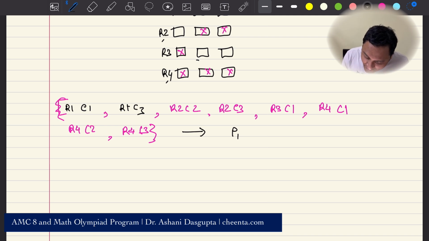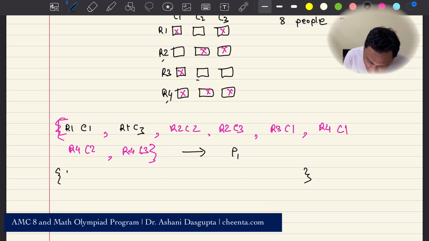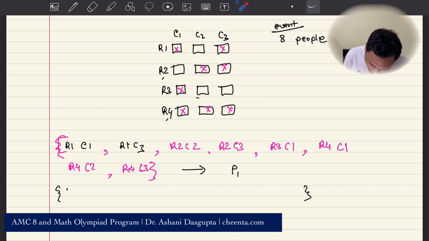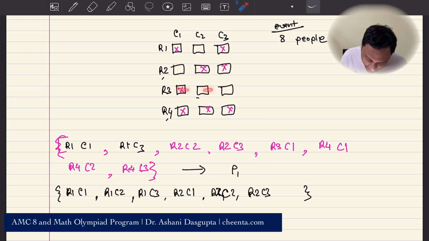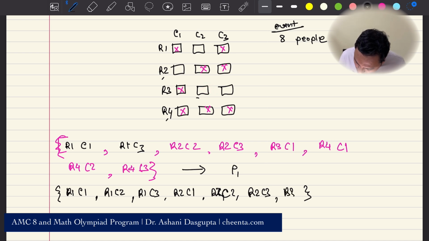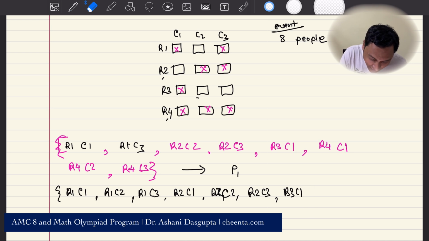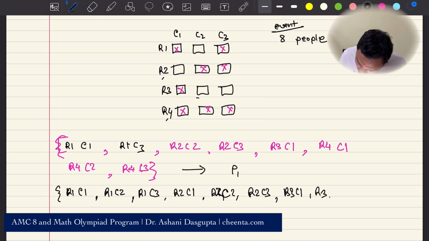Similarly, we can have another possibility, which is maybe all the 3 seats in row 1 are taken: R1C1, R1C2, R1C3. Then maybe the second row is completely taken: R2C1, R2C2 and R2C3, and finally the third row's first 2 seats are taken: R3C1 and R3C2.